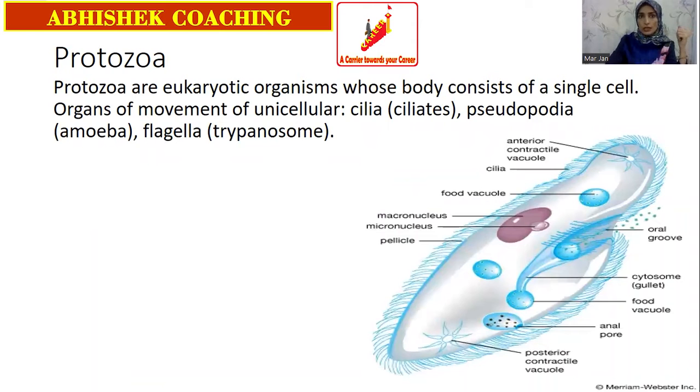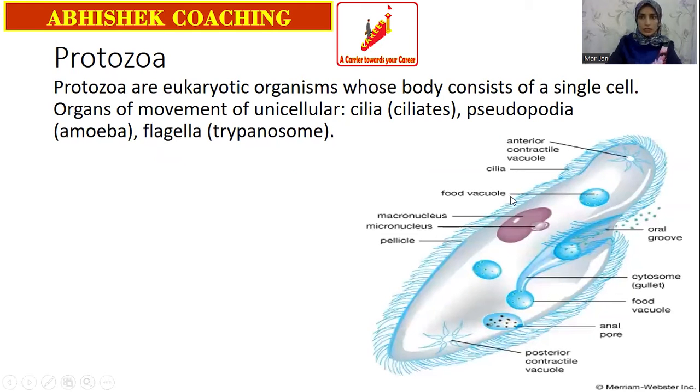So protozoa are eukaryotic organisms whose body consists of a single cell. So they are at first eukaryotic and then they are unicellular organisms. The most important thing about their structure and characteristics is their type of movement, and we can also classify them by their type of movement. Their type of movement could be cilia, pseudopodia, and flagella.